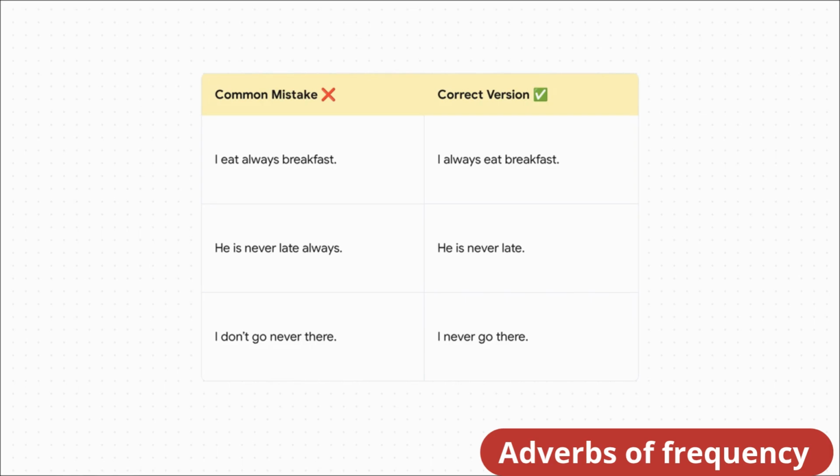The second one, he is never late always, is just redundant. Never and always mean opposite things, so you just need one. He is never late. And the last one, I don't go never there, is a big one, a double negative. Since never is already a negative word, you don't need don't. Just say, I never go there.